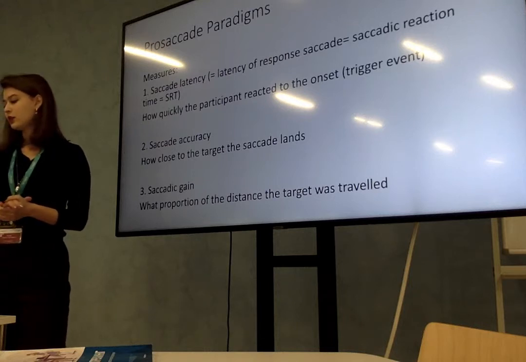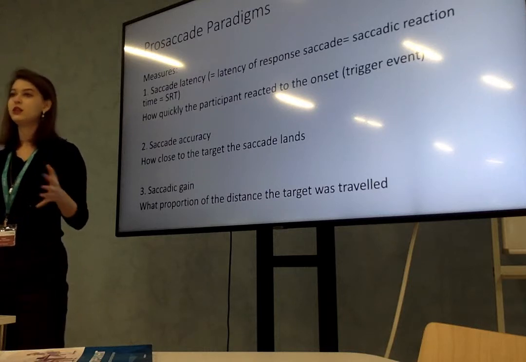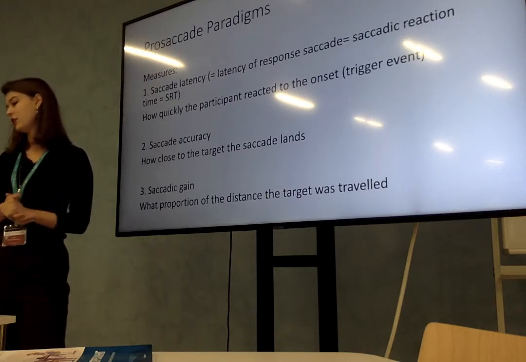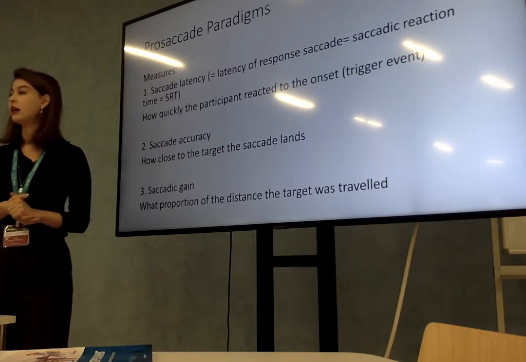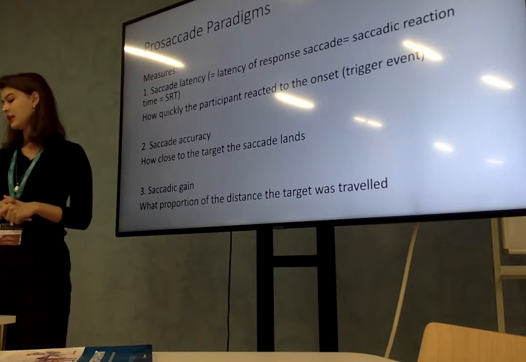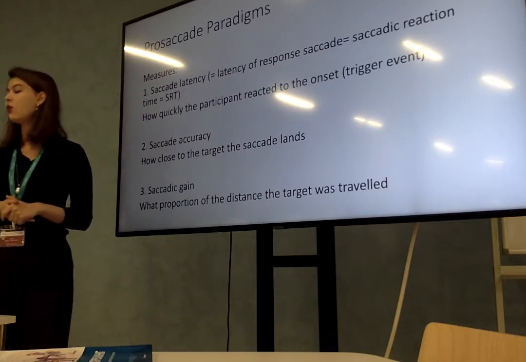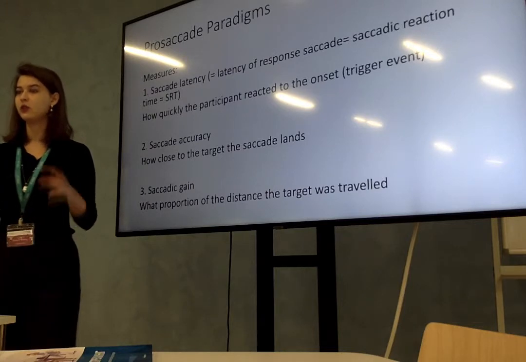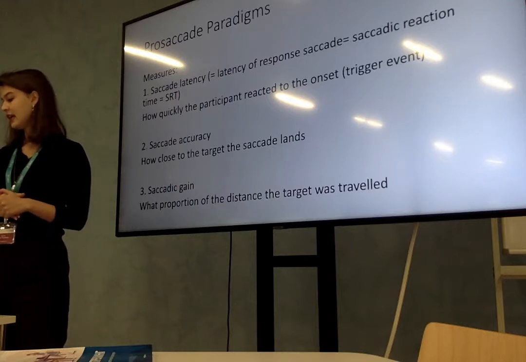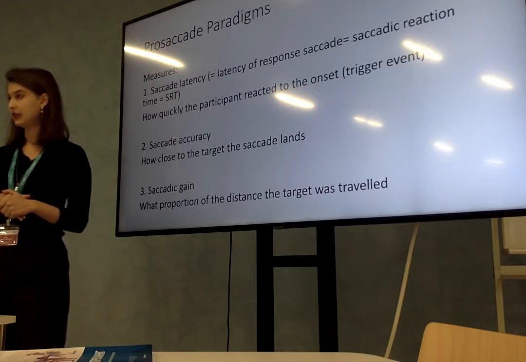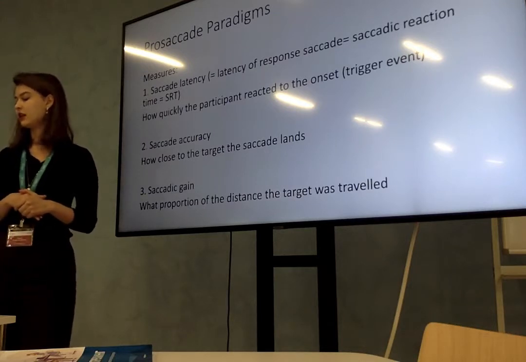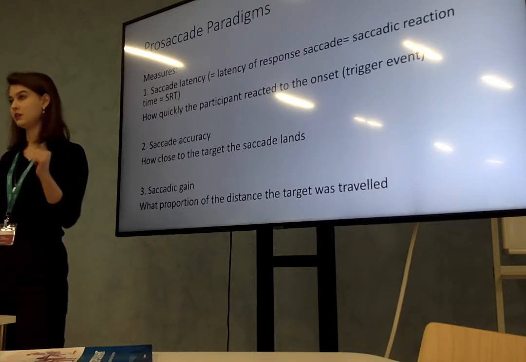When we're talking about Prosaccade paradigms, you will see these three terms. The first one is saccade latency, also called latency of response saccade or saccadic reaction time, SRT. You will meet it quite often. It's basically how quickly the participant reacted to the onset. Onset is the trigger event. So we have the central target and we have the onset trigger event, which we move on. Saccade accuracy, how close to the target the saccade length is, also essential. And saccadic gain, what proportion of the distance to the target was traveled. So it's more about the distance.